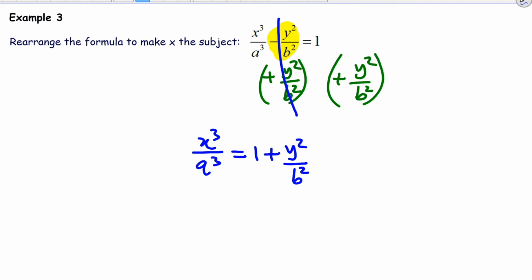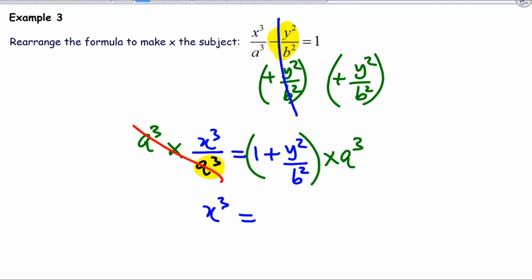And then if you look at a cubed here, we need to get rid of that denominator. So the opposite of dividing by a cubed is multiplying by a cubed. So multiply by a cubed on this side and multiply by a cubed on this side. Now a cubed and a cubed will cancel to give us 1. So what we shall end up with is x cubed is equal to, we can bring a cubed in front, so a cubed into 1 plus y squared over b squared. Okay?